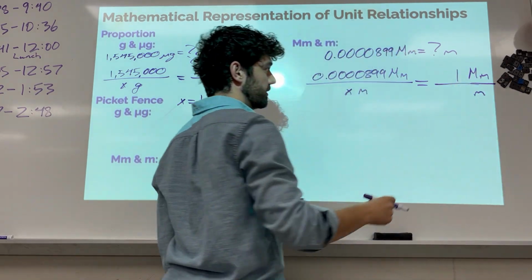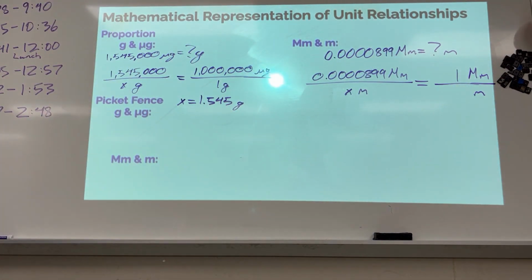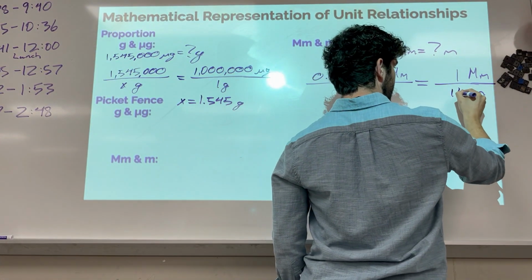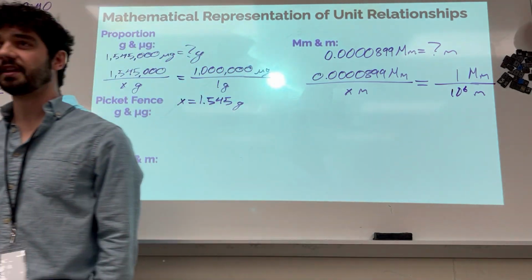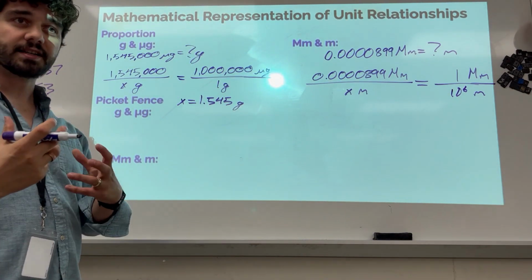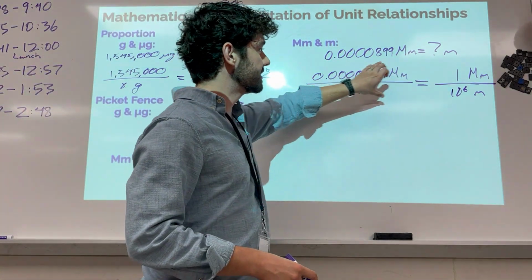There's some ratio here. Anyone remember how many meters are in a megameter? 1 million. 10 to the 6, I think, yeah, a million. So you said the same thing, different ways. Cool. So because of this idea of the ratio being consistent, I can set up a proportion.